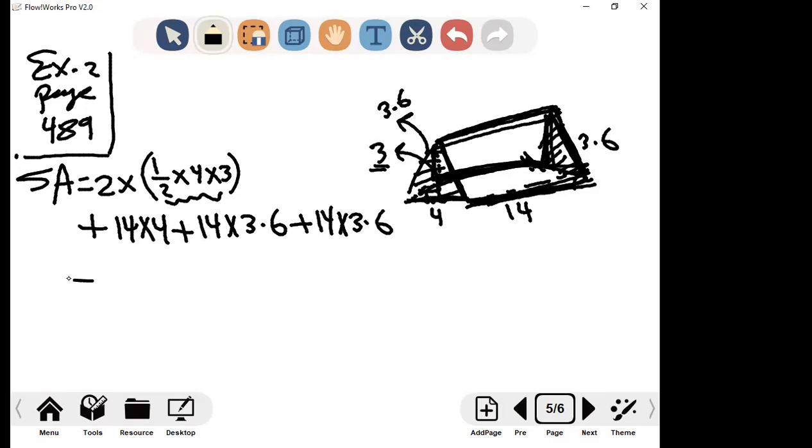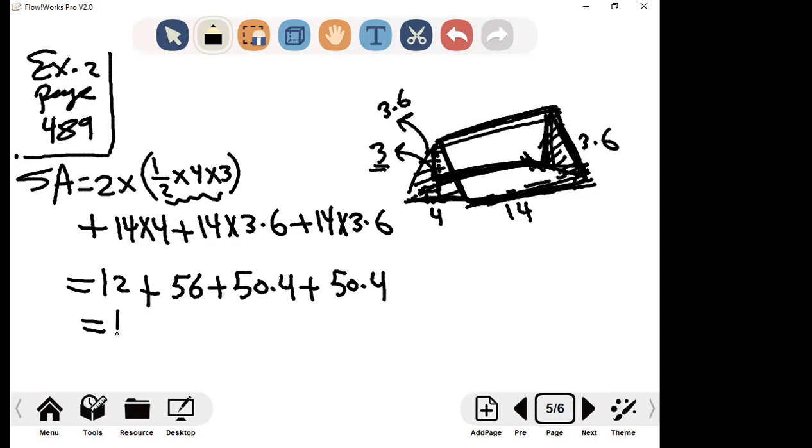Here 2 by half is 1, 4 by 3, 12. Plus 14 by 4, 56. Plus 14 multiply 3.6. 14 times 3.6 is 50.4. And here also add them. 12 plus 56 plus 50.4 plus 50.4. It will be 168.8. What's the unit?